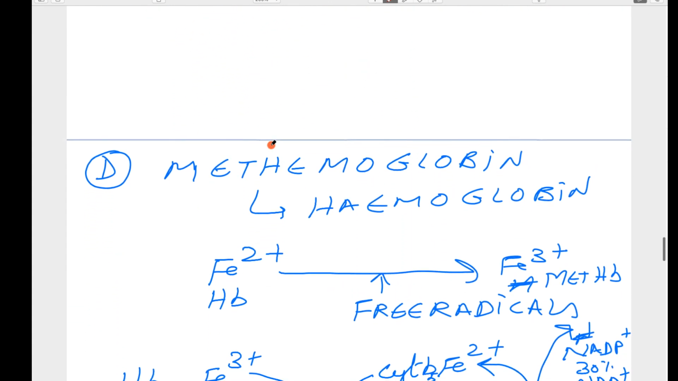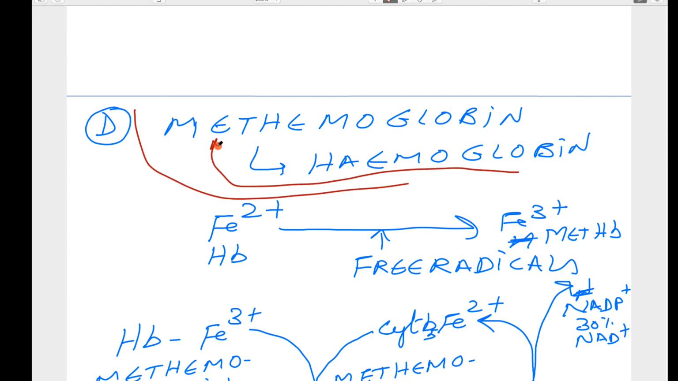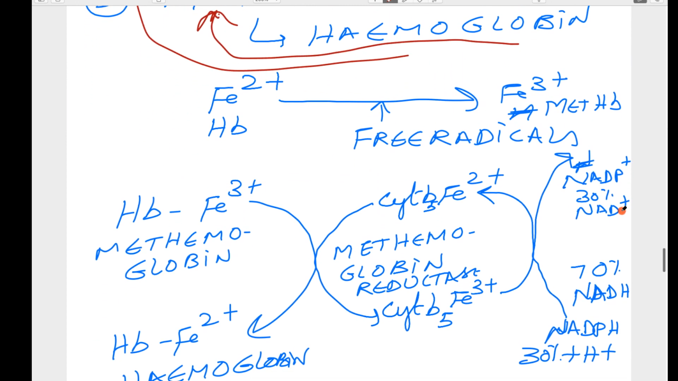The fourth one is the conversion of methemoglobin to hemoglobin. Again, it has to be converted back. In hemoglobin, iron is in the ferrous state; in methemoglobin, it is in the ferric state. Methemoglobin cannot transport oxygen. This may take place due to the presence of free radicals.